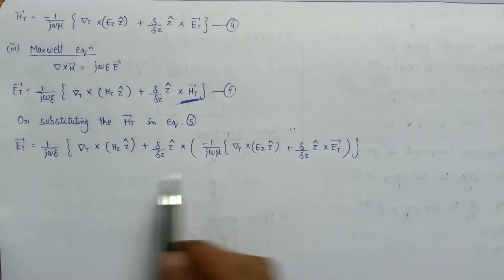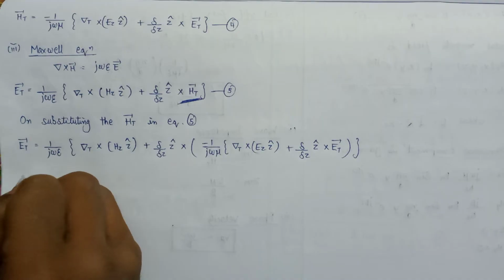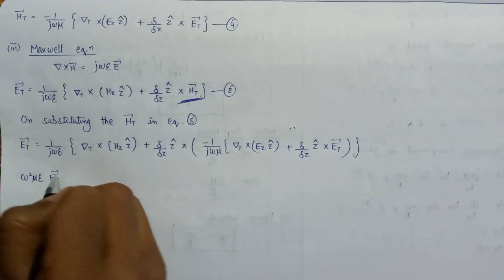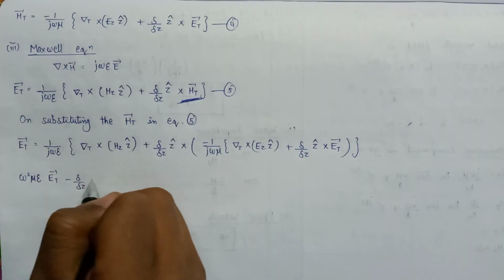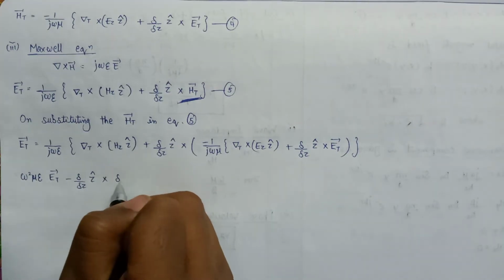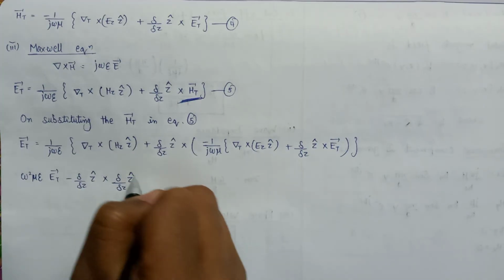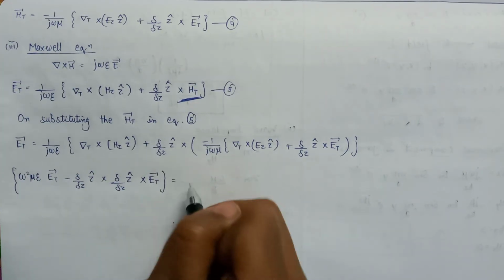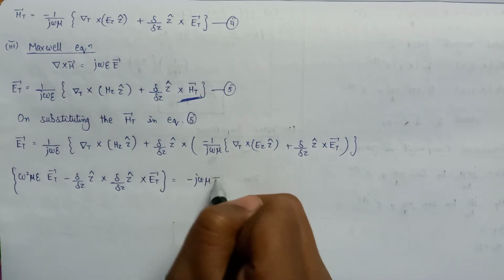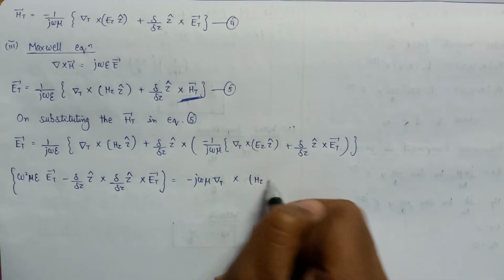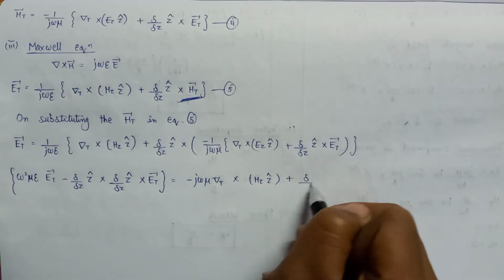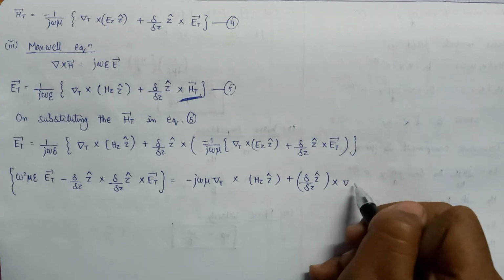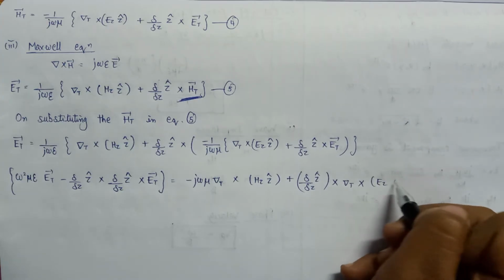On simplifying this expression for E transverse, we get the modified value as omega squared epsilon mu into Et minus del over del Z into Z cap cross del over del Z into Z cap cross E transverse, that is equal to minus j omega mu del transverse into Hz of Z cap plus del over del Z of Z cap, which is in cross product with del transverse in cross product with Ez Z cap.